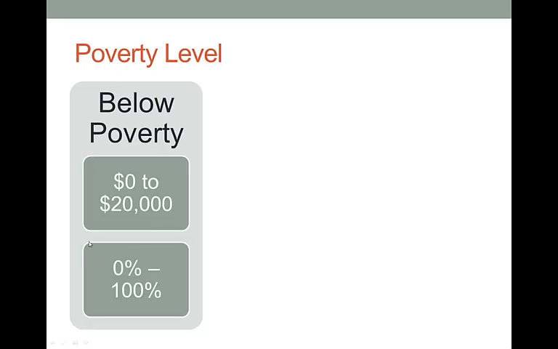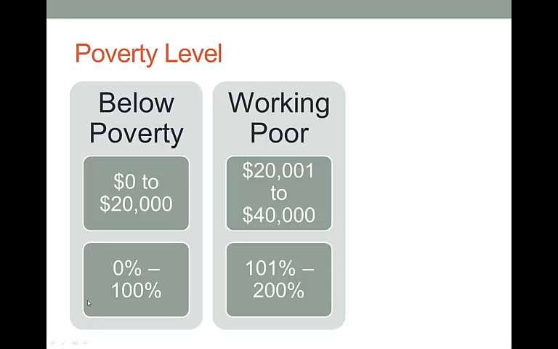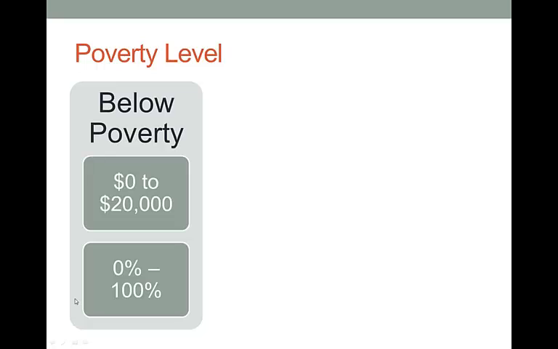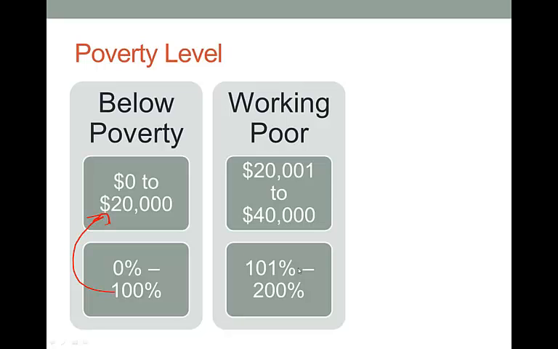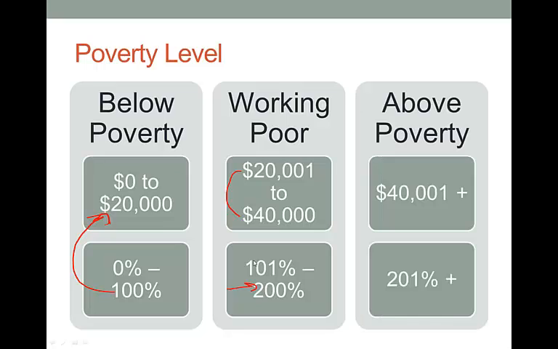And I want you to acknowledge this number right here, the 0 to 100%. When you see this number, 100% of poverty, it's essentially saying $20,000. The $20,000 is the baseline for poverty. So then when you see the working poor who are at 200% of the poverty level, that means that they make $40,000 for a family of 4. And the working poor are considered between $20,000 and $40,000. So then everybody above $40,000 for a family of 4 is considered above poverty.